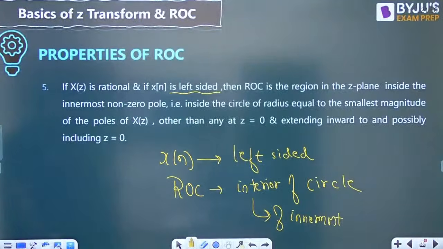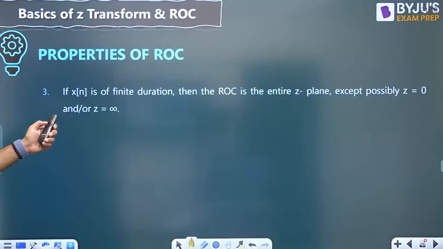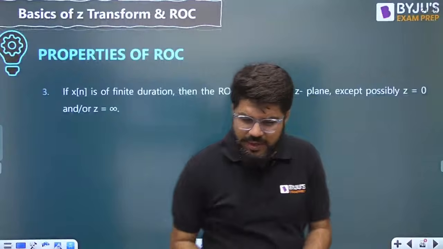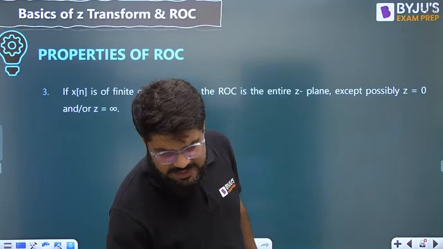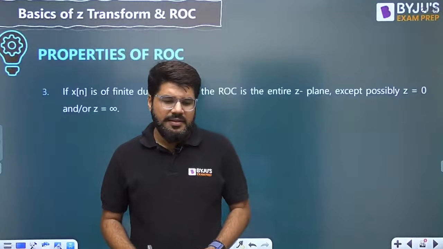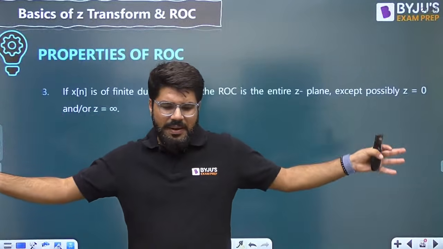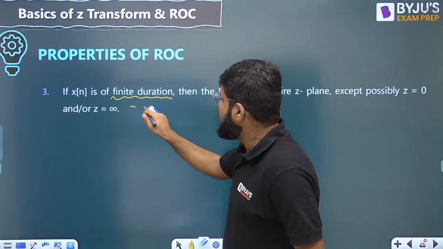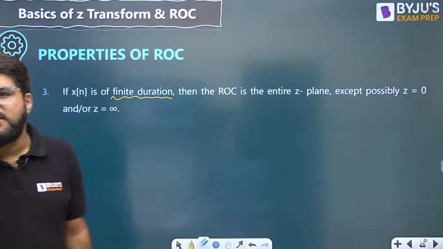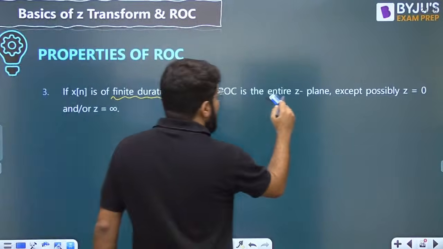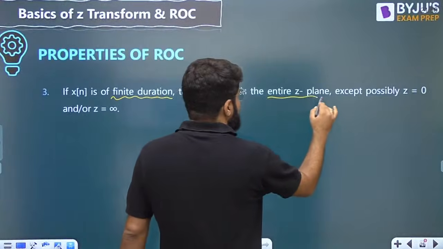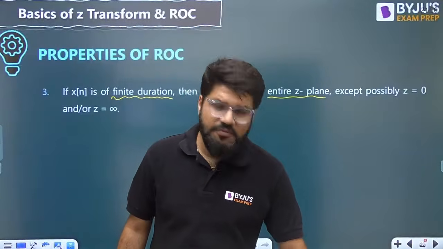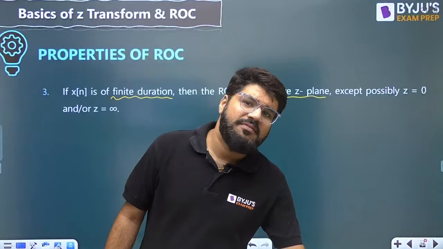Okay, so this is right-sided, left-sided. Now the third case I told you: the signal is neither totally right-sided, going to plus infinity, nor left-sided, going to minus infinity. If it is a finite duration signal, then the ROC is the entire z plane except possibly 0 or infinity points. Why, sir? Why possibly? Why not confirm?